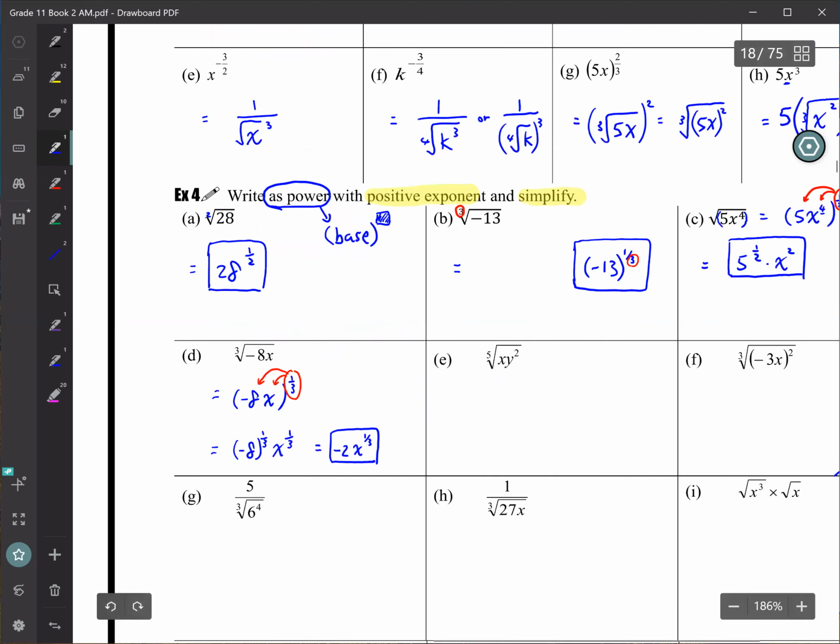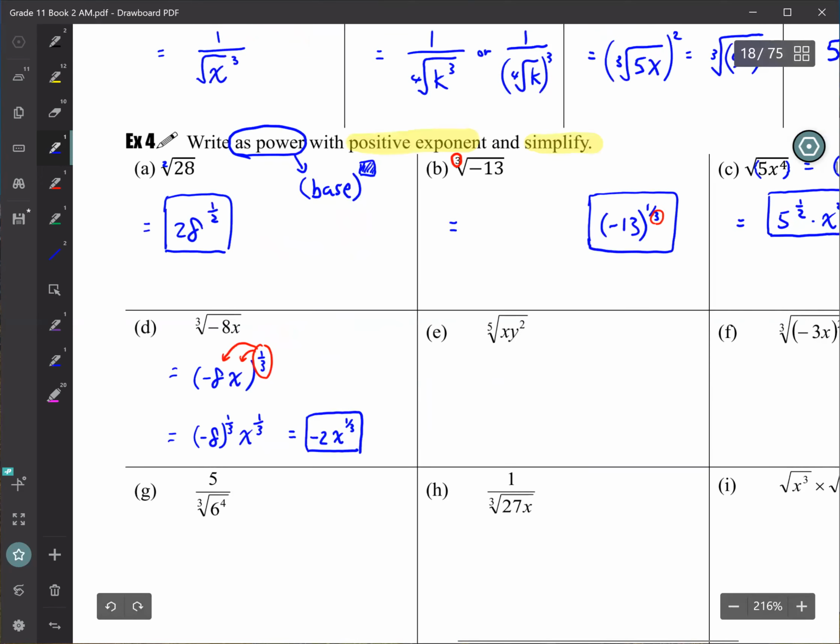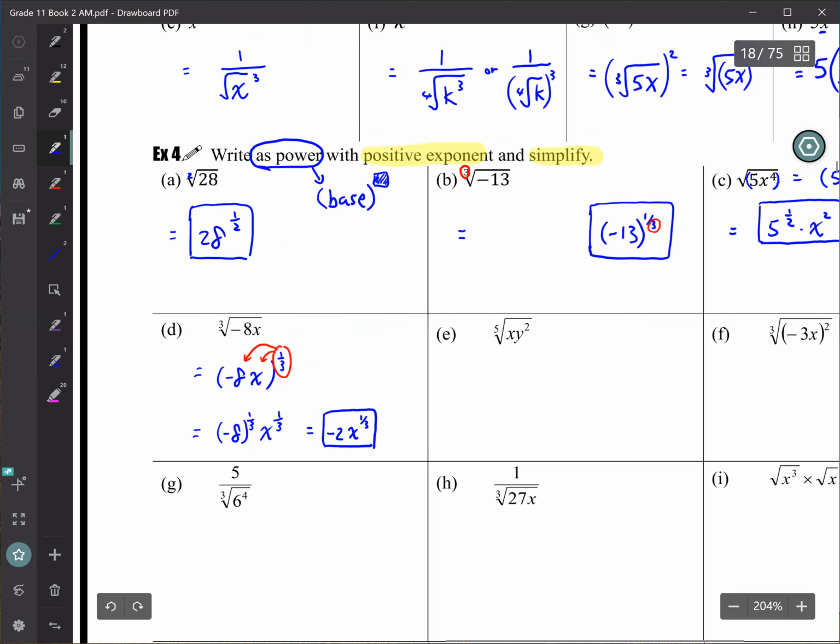The last question we did not do that because for 5 to the half, there's nothing else you can do. You cannot take the square root of 5. That's why I stopped there. But for negative 8 to the 1/3, you know you can take the cube root of negative 8. So you need to do one more step. Put a star there. You need to do more steps.